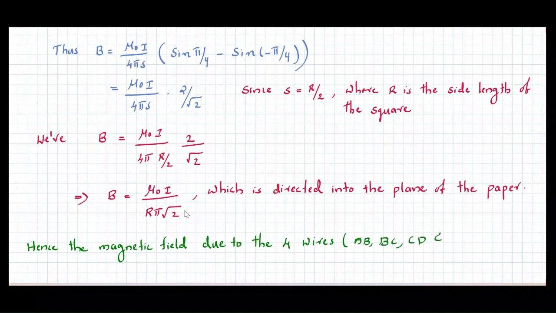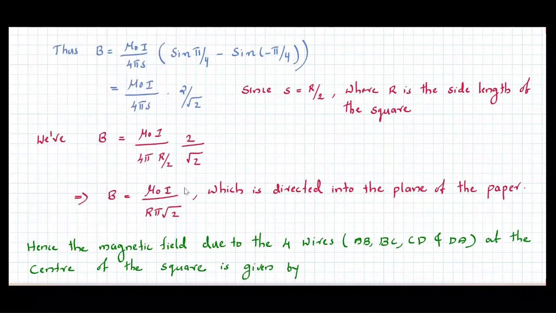But in the problem, it is given a square loop with the sides AB, BC, CD and DA. And if we consider the square loop as a combination of 4 wire segments, then the magnetic field at the point P is the sum of the magnetic field due to the wire segments AB, BC, CD and DA. Hence, the magnetic field due to the 4 wires, or simply the magnetic field due to the square loop carrying a current I, is given by 4 into mu 0 I by R pi root 2.